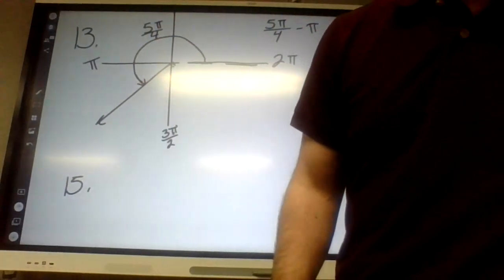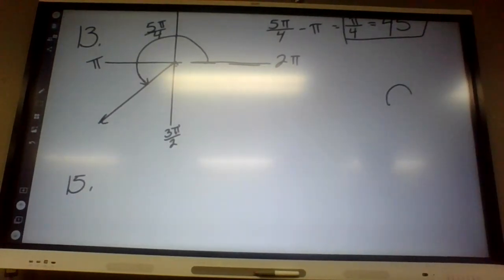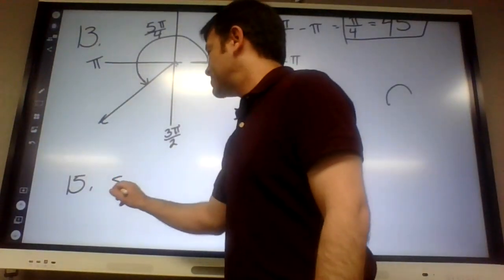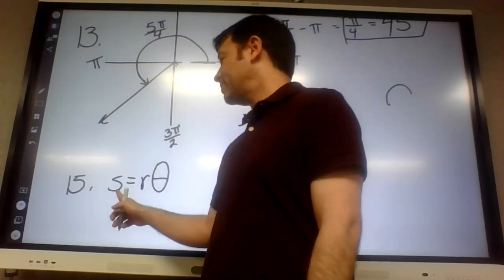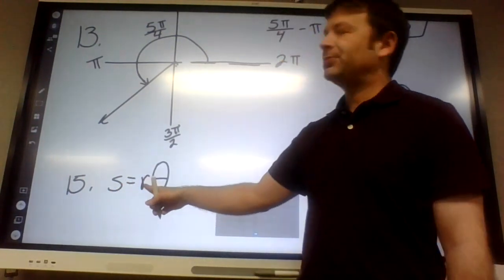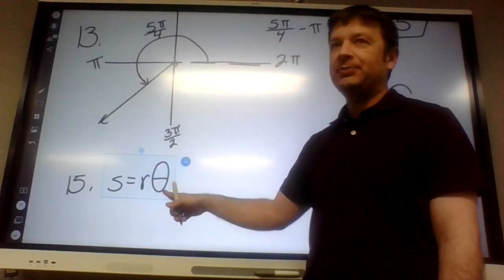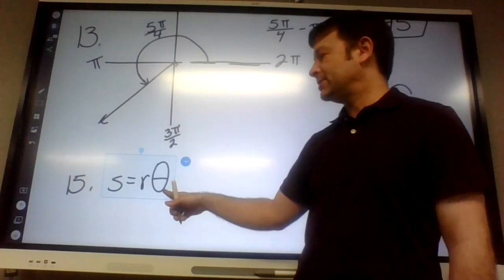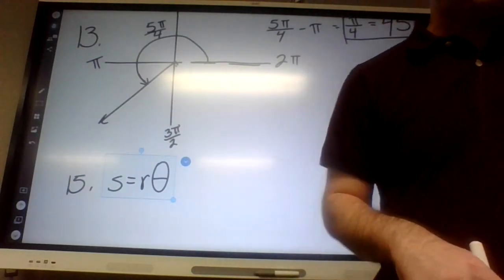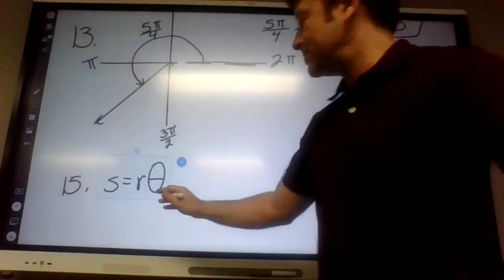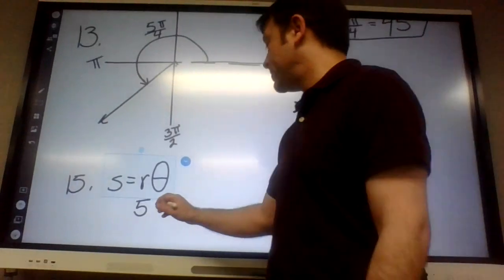Number 15. Okay, they are giving you the formula in the directions. S stands for arc length. I mentioned this at the beginning. It's really easy though. The arc length is equal to the radius times the radians, the angle, radians. Okay, so you're just gonna be multiplying those two things together. So on number 15, it says the radius is 5, so that goes for r, and the theta is 2 pi over 3.